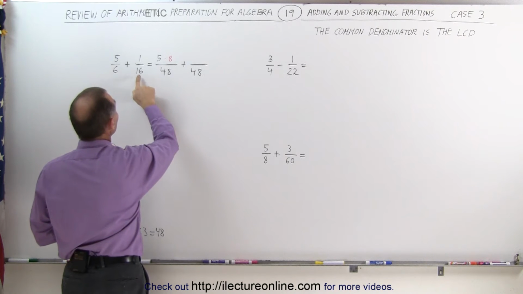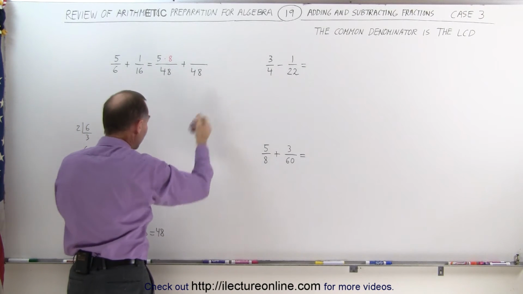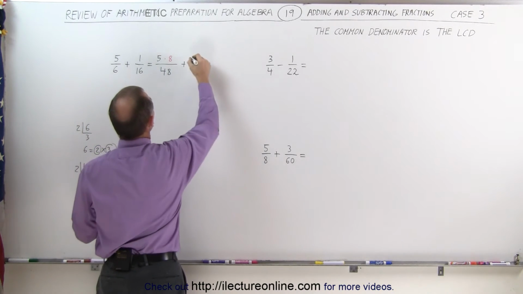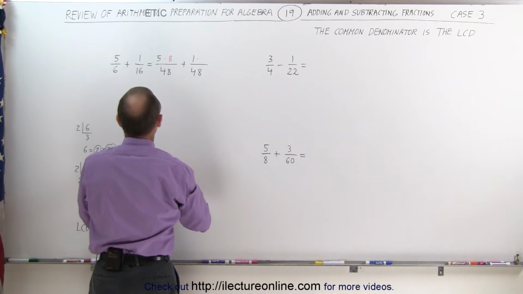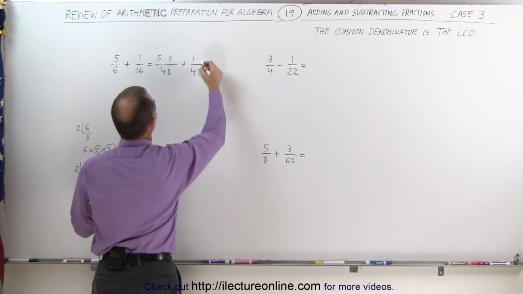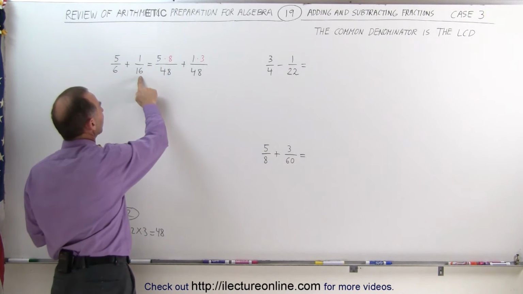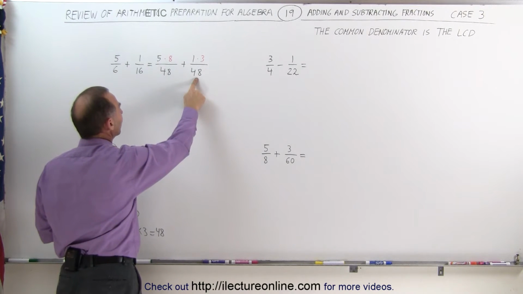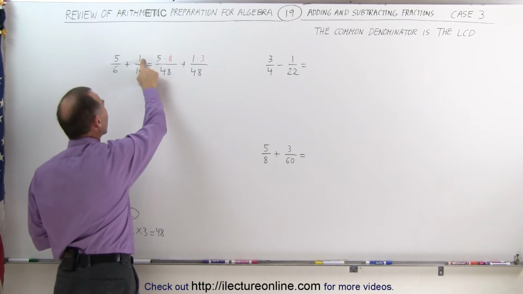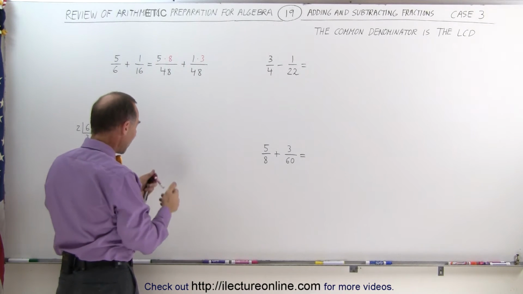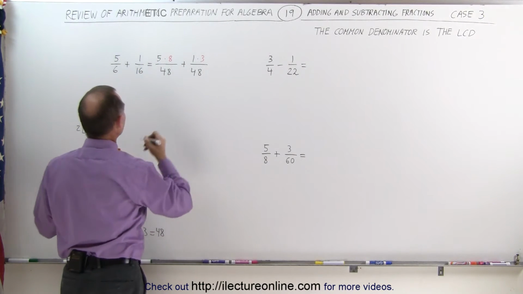Now, how many times does 16 go into 48? 3 times. That means I have to take that numerator and also multiply that times 3, the number of times that 16 goes into 48. Since I had to multiply 16 times 3 to get 48, I must also multiply the numerator by 3. Now I can simplify this.